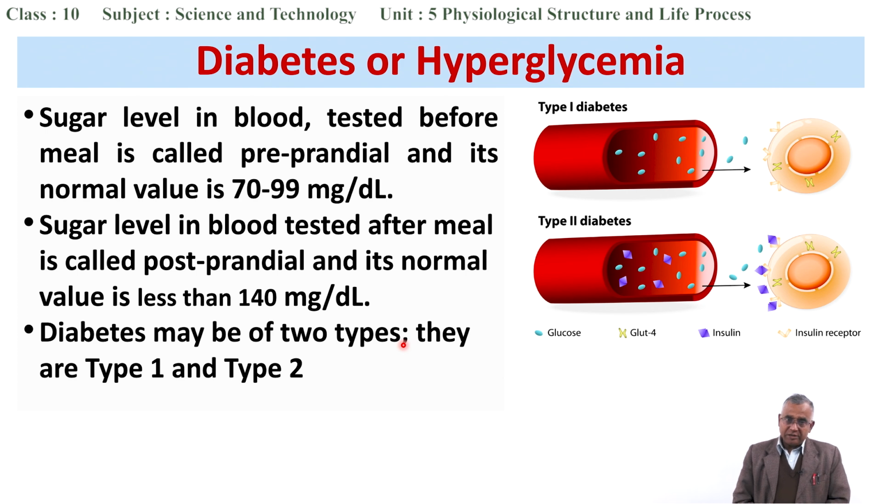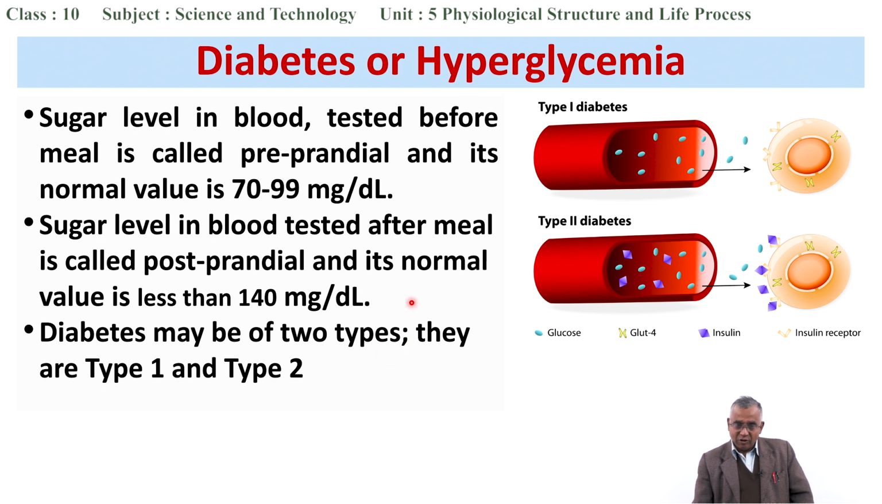Now diabetes may be of two types. They are type 1 and type 2. In fact, you will not get these things in your book, but very easily you can understand it. The diagram says about it. What is given in the diagram, first see? It is type 1 diabetes and this one is type 2 diabetes. What is the difference between them? Here some purple colored structures are not in the first case. So what are they? Let's see.